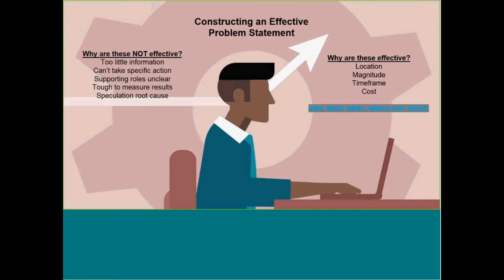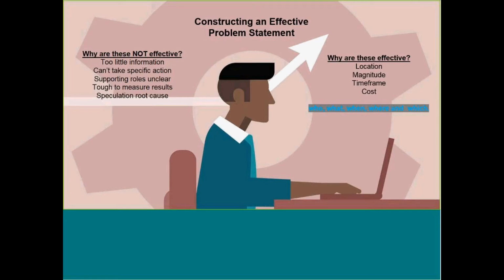Again, on the negative side, we just had too little information for the bad problem statements. It's hard to take specific action when things are vague. Supporting roles, the things that we are going to need to do to achieve our goal, are not clear. And they've even speculated on root cause, right? These are things we all want to avoid.